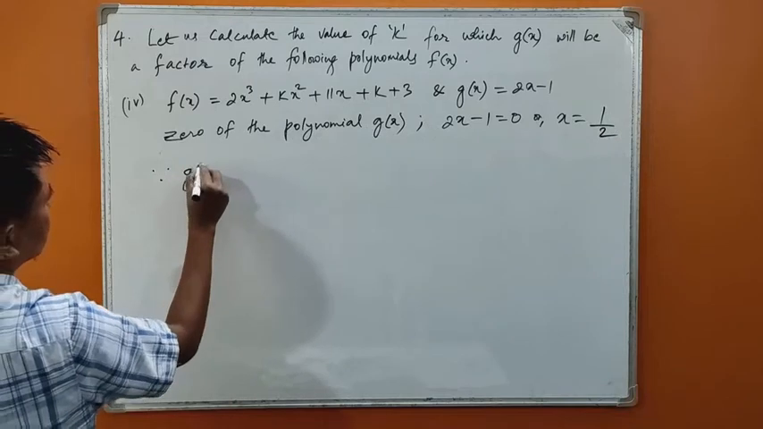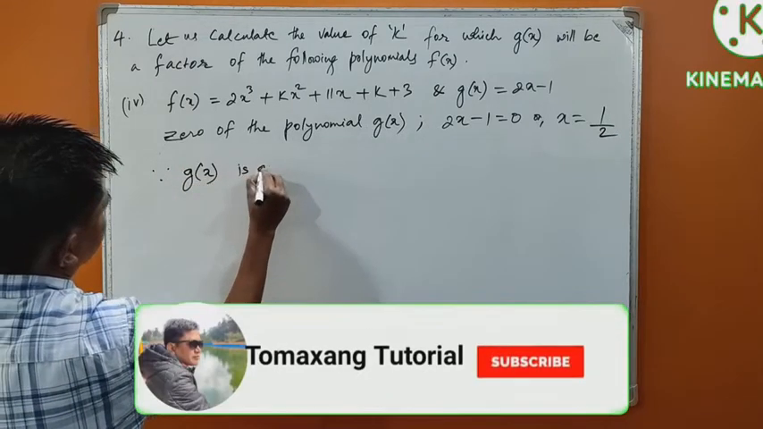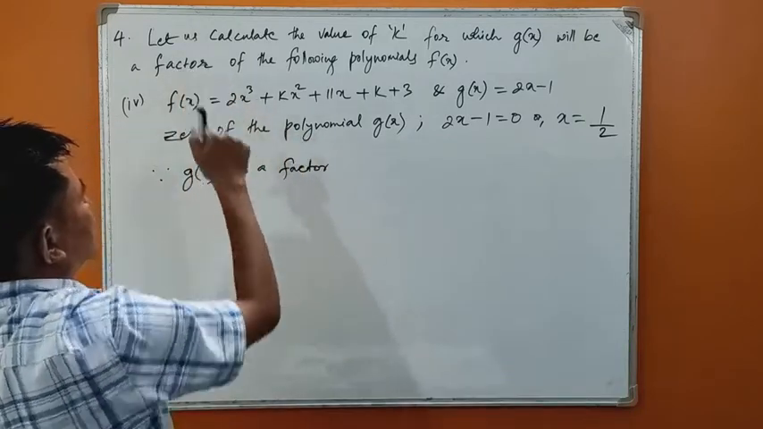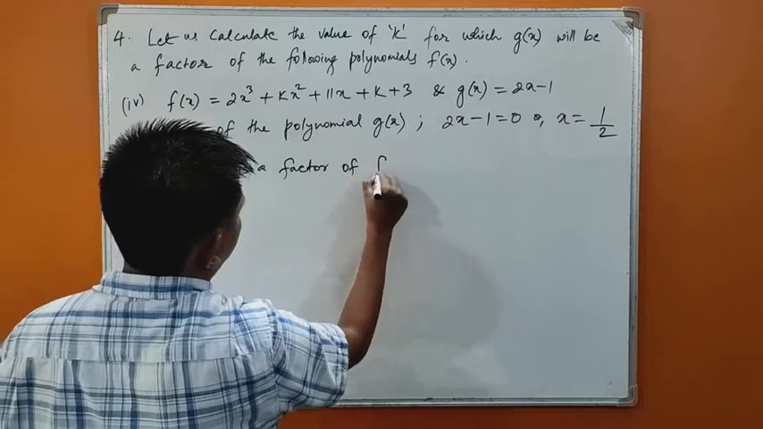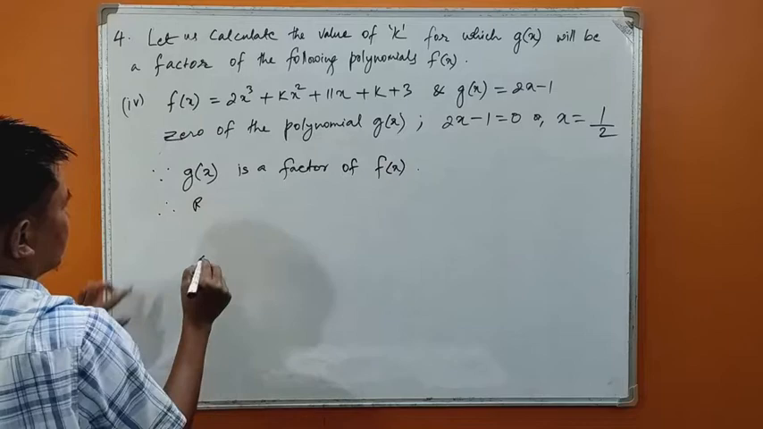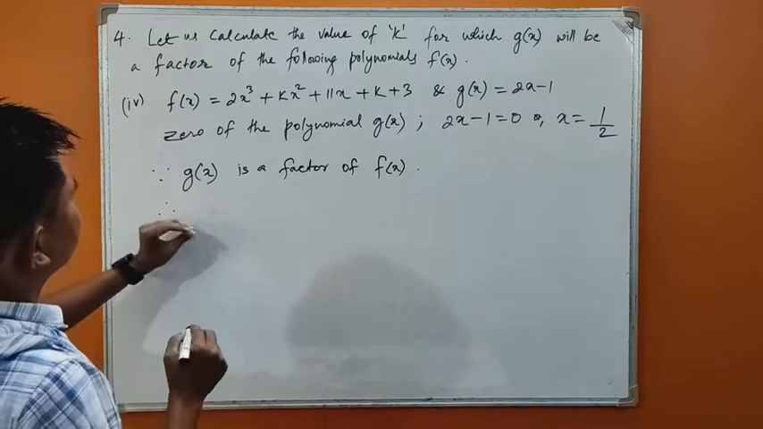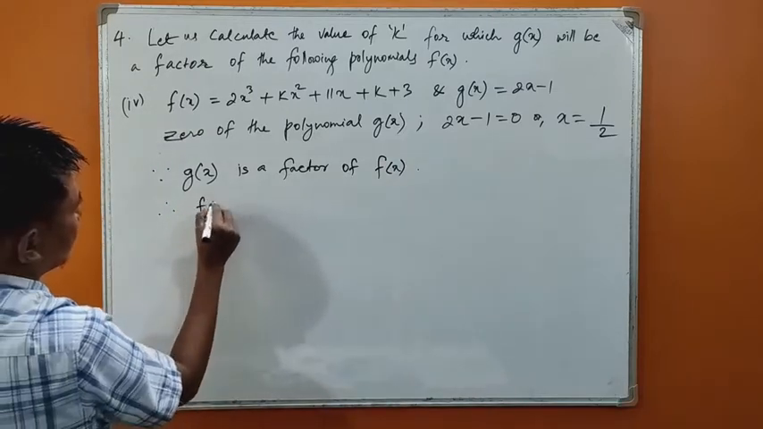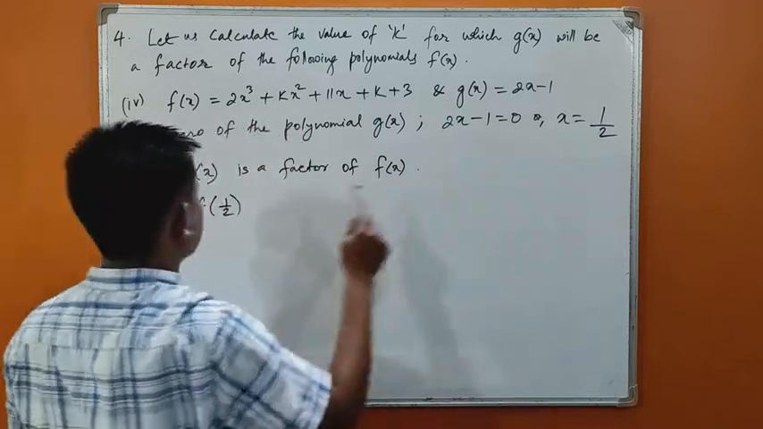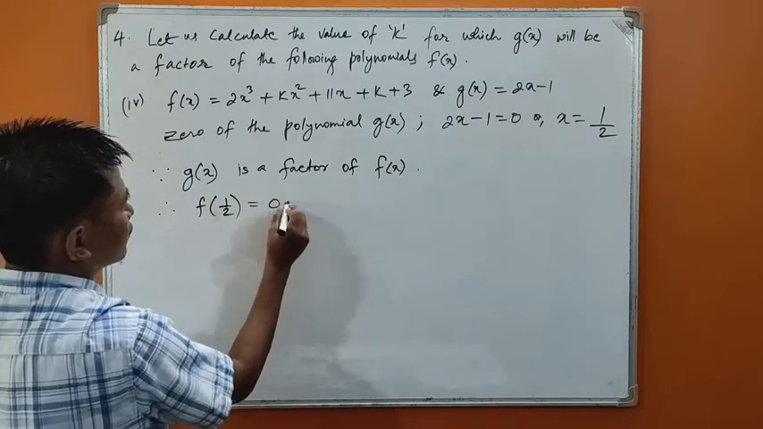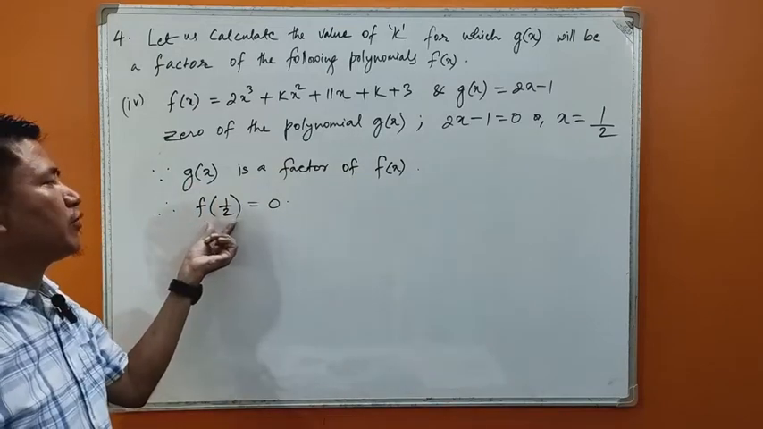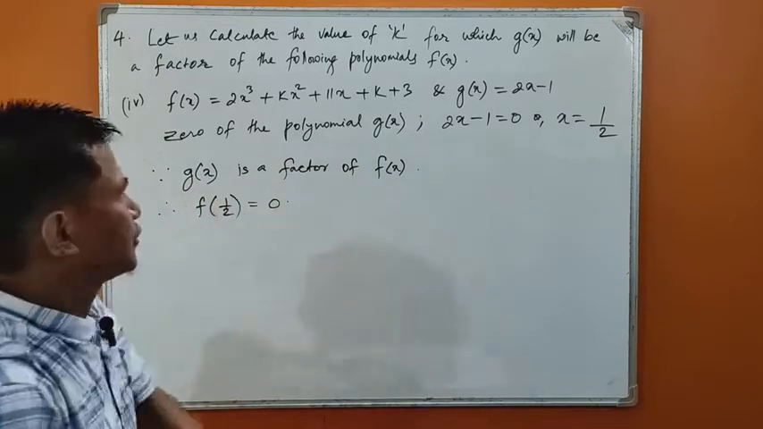Since g(x) is a factor, this is given to us, factor, isn't it? g(x) is a factor of f(x), therefore the remainder, no need to write remainder, we can understand this is the remainder. f(1/2) will be the remainder, isn't it? f(1/2) is the remainder, f(1/2) should be equal to 0. Since g(x) is a factor of f(x), so the remainder f(1/2) should be equal to 0, okay?